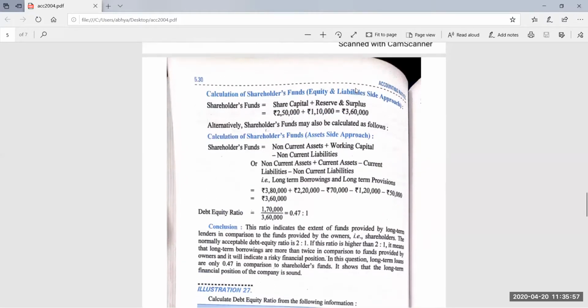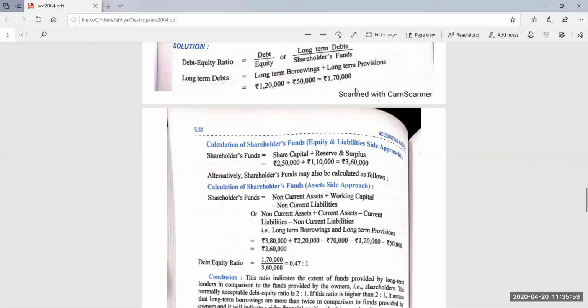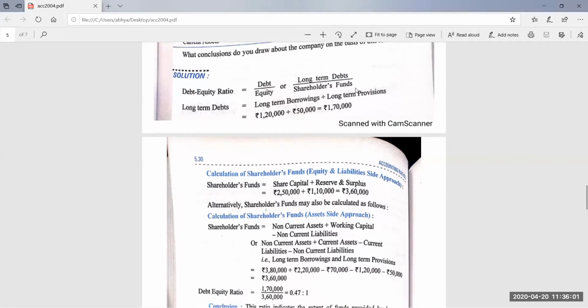Now, can you analyze this position of the business organization, whether the lenders will be ready to give the business a loan or not? From the lenders' point of view, are they safe or unsafe? Just tell me, are lenders safe with this ratio or unsafe? What I told you.